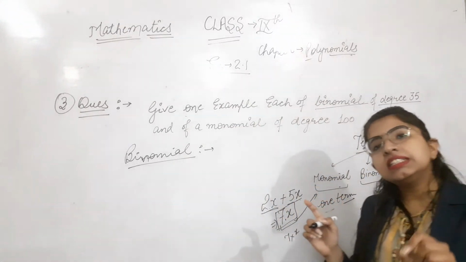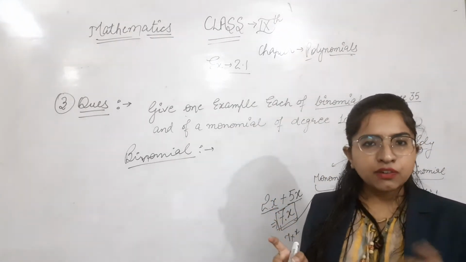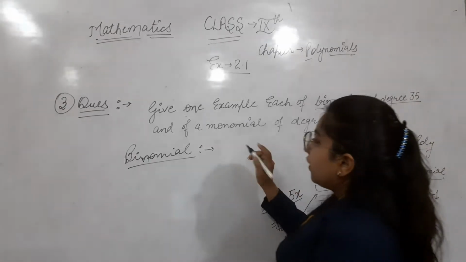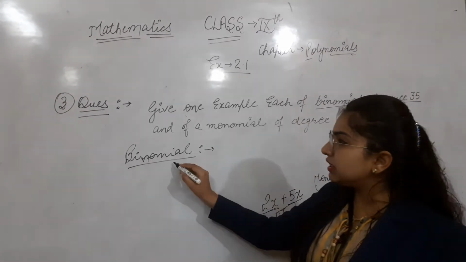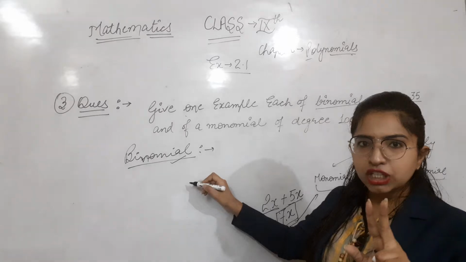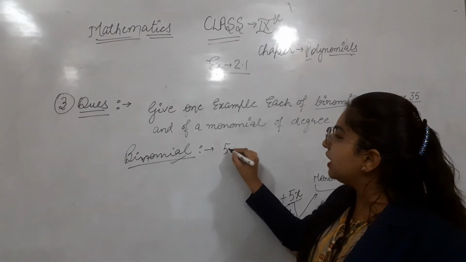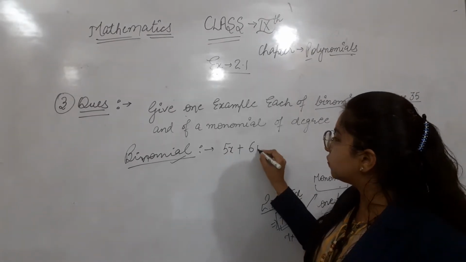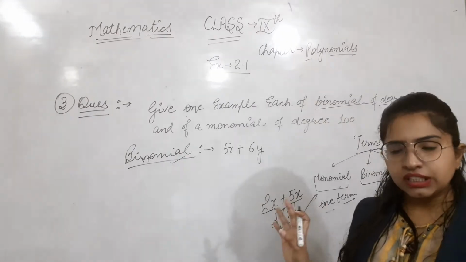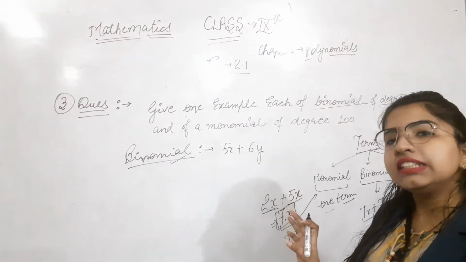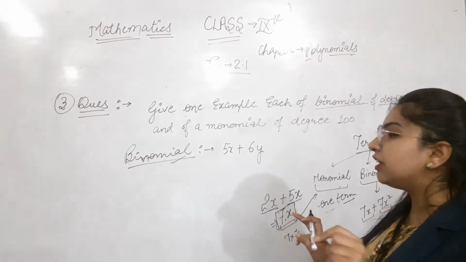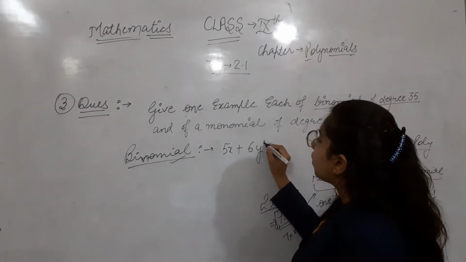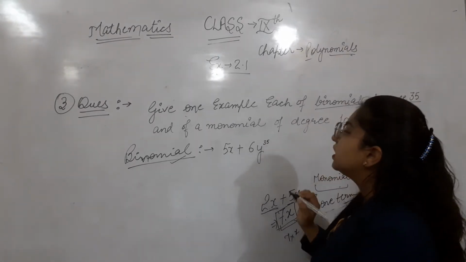Degree means maximum power. Maximum power we have to take 35. First of all, I am taking 2 terms because he is saying binomial. We have to take 2 terms like 5x plus 6y. Any 2 terms you can take. And what it is saying, degree must be 35. Now the maximum power of the polynomial must be 35.